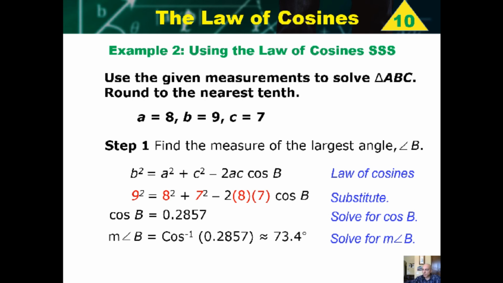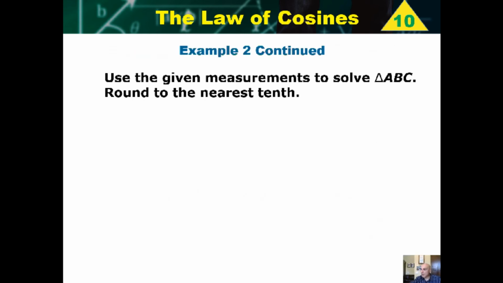Okay, the second step would be to find the other angle. Well, believe it or not, you really have to do the law of cosine again to find the other angle. So let's do the law of cosine, and perhaps this time we're going to find the measure of angle C. Remember, the first time we did angle B, now we're going to do angle C.